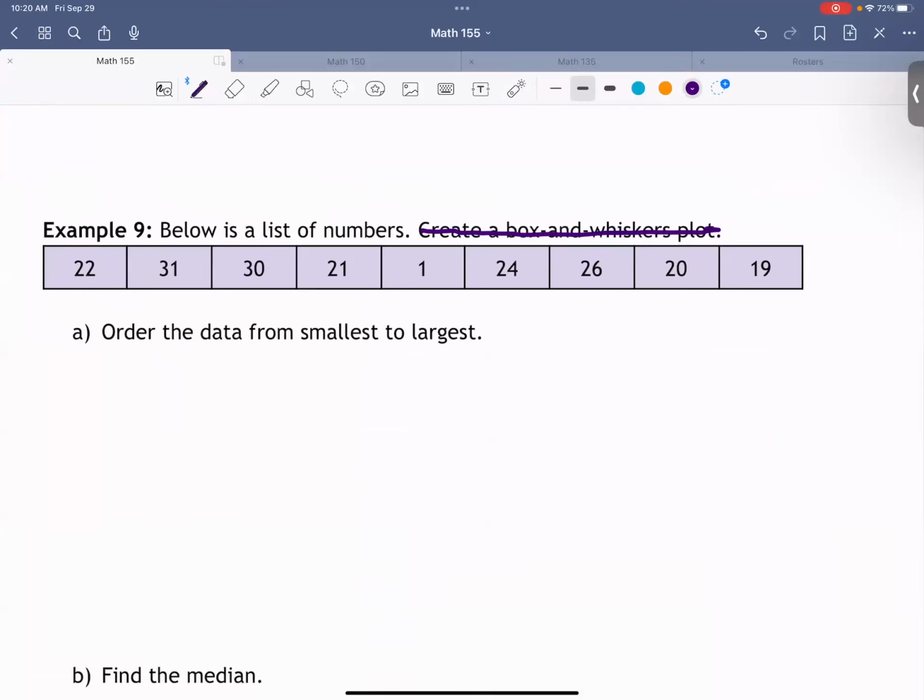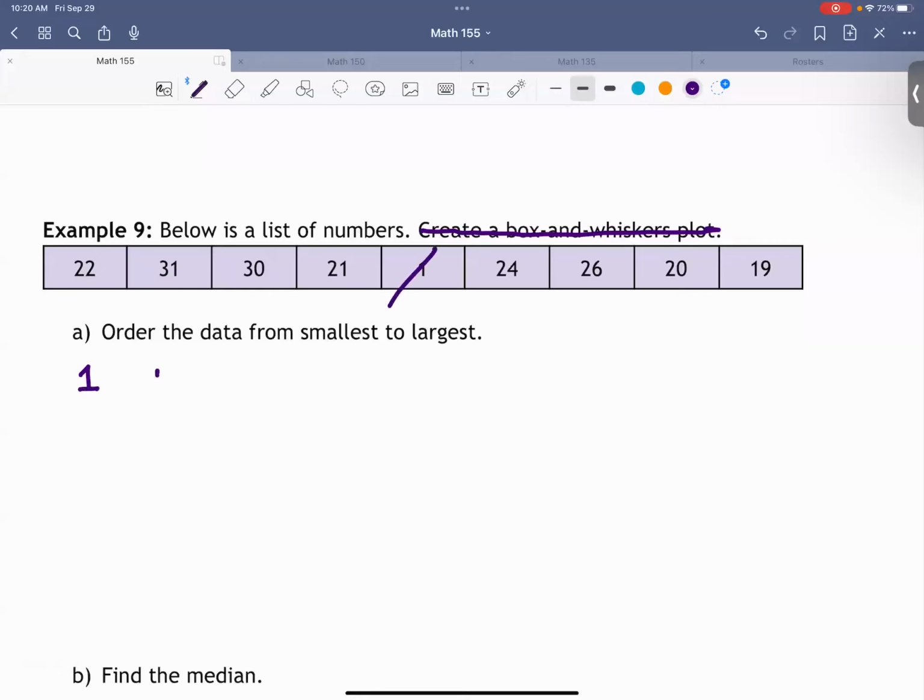Okay. First thing we have to do is order the data from smallest to largest. Remember, whenever we're finding quartiles, median, IQR, anything like that, the numbers have to be in order. I'm going to try to do this in my head, which is kind of a bad idea for me, but we're going to try. Looks like the smallest number is 1.